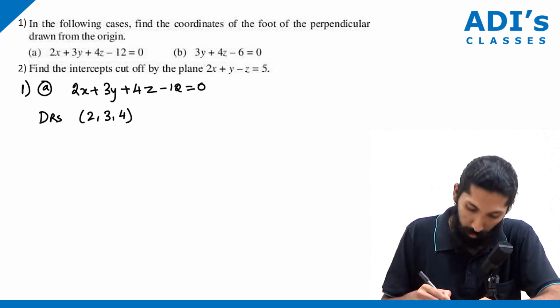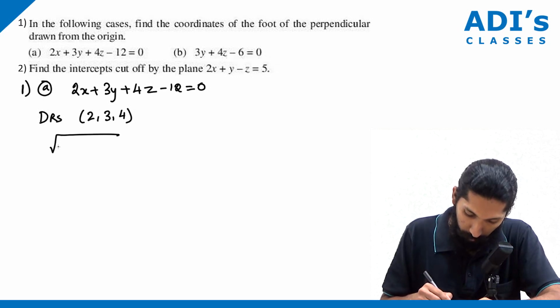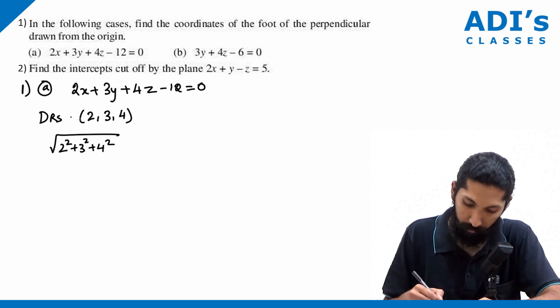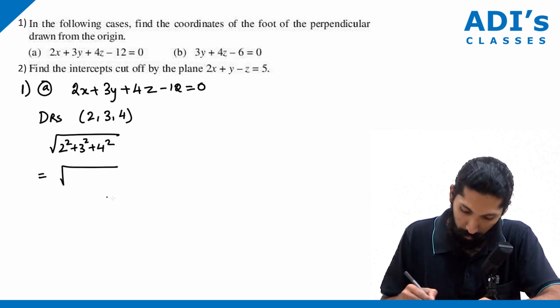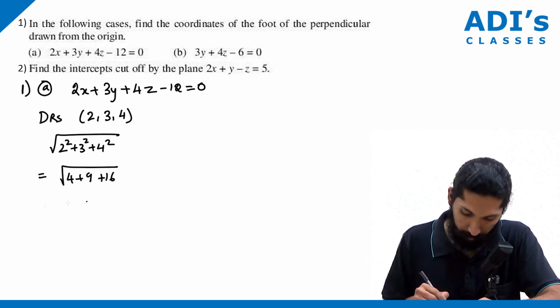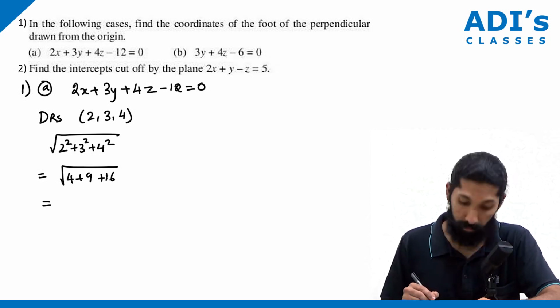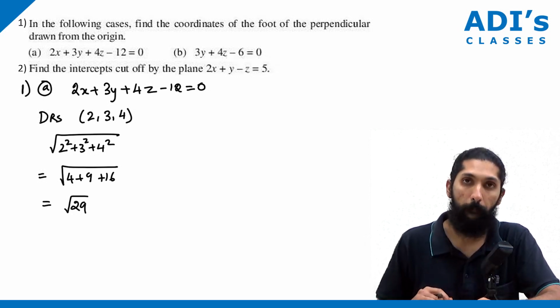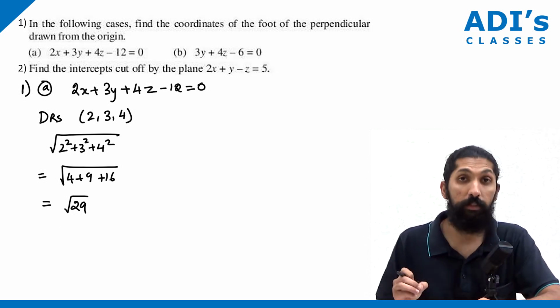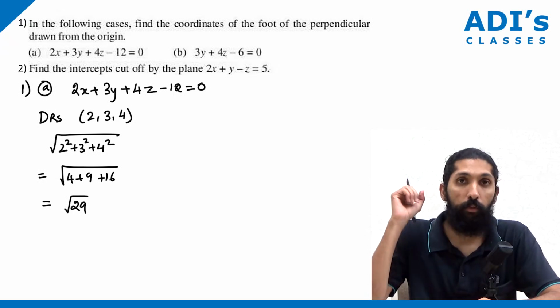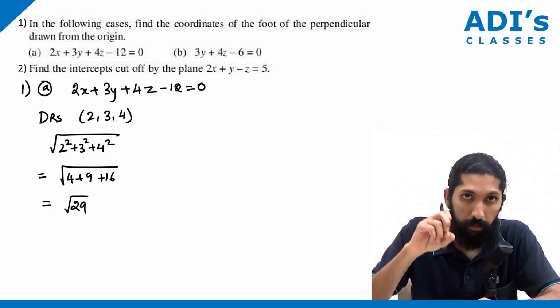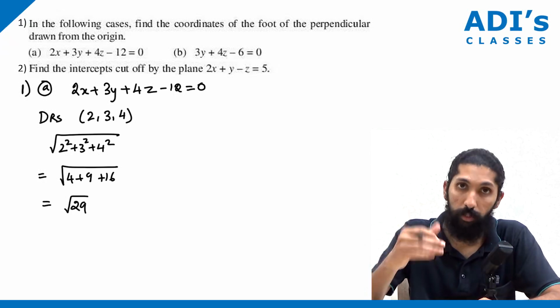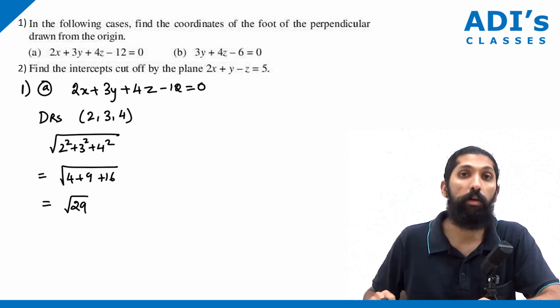Correct? So now what can we do? We can do root of 2 squared plus 3 squared plus 4 squared. This gives us the square root of 4 plus 9 plus 16. Now 13 plus 16 gives us root 29. So we got this value. Why do we need this? The reason is we can now calculate the direction cosines, and from that we can calculate the distance. That's what we are looking at. Clear? So now let's solve that one.